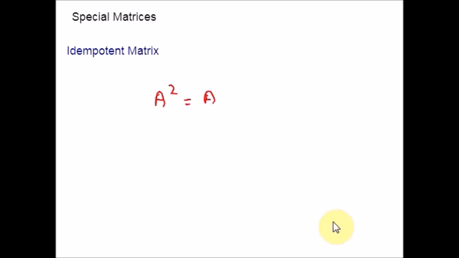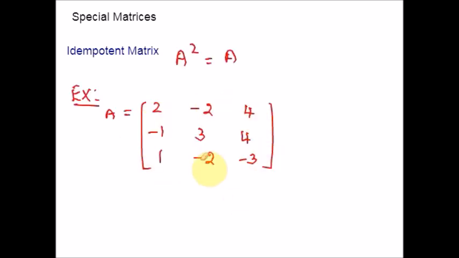Now let's move on to the next type of matrix, the idempotent matrix. A square matrix A is called an idempotent matrix provided it satisfies this relation, A squared is equal to A. I'll show you an example. Let me take a square matrix A. Please consider this matrix A. This is going to be idempotent. I'll show you how. Now let's find what A squared is. A squared is nothing but A times A. You have to multiply A by itself.